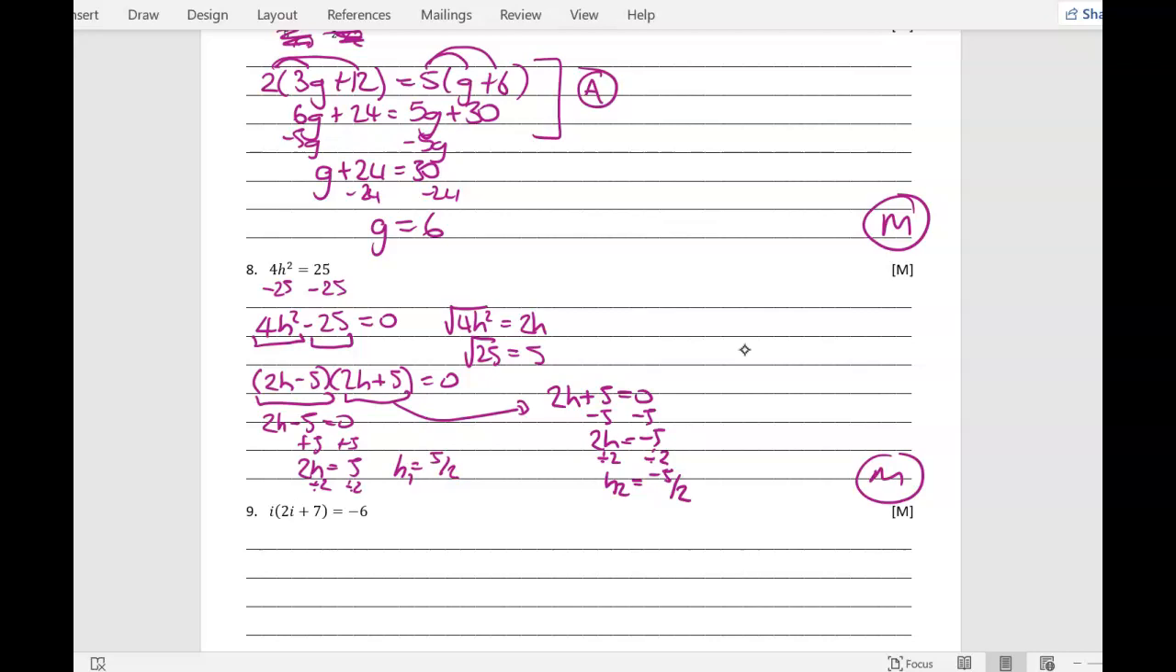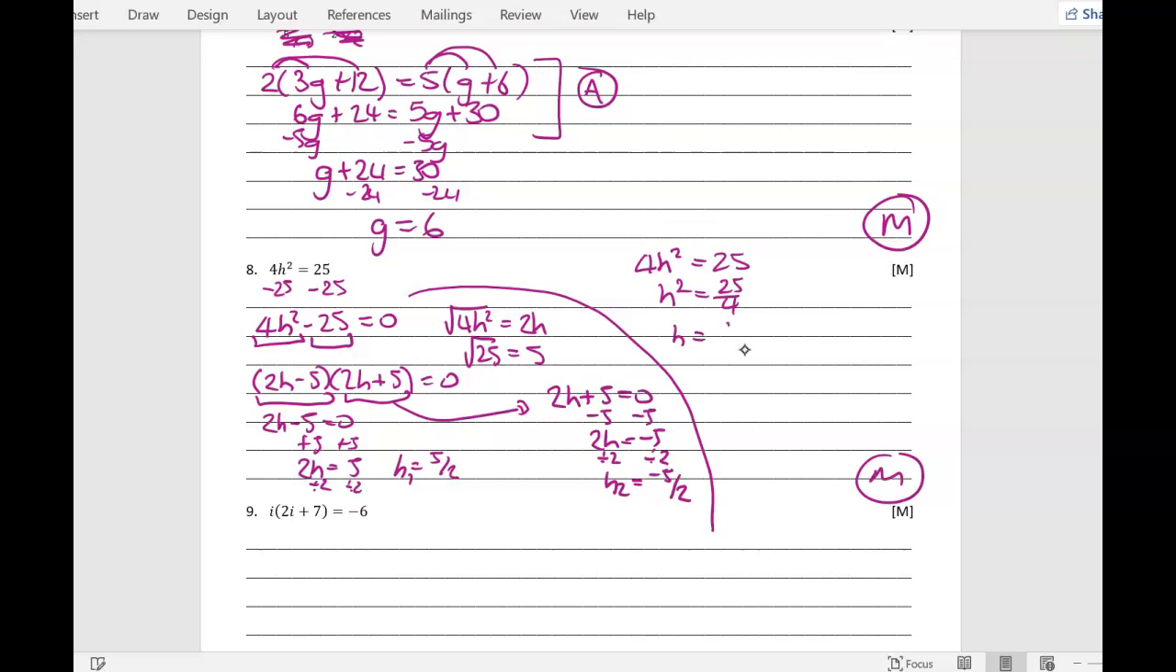I'm just going to draw a line actually to divide it up. There was actually an alternate method to solving this. So 4h squared equals 25. And a few people did go astray doing this. So h squared equals 25 over 4.